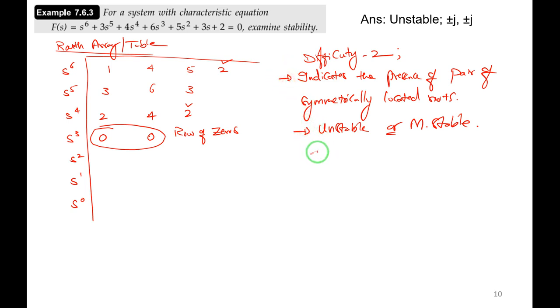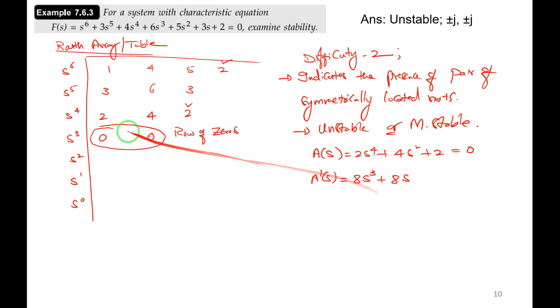So we'll form the auxiliary equation. A of s, we'll make use of the row just above the row of zeros: 2s power 4 plus 4s square plus 2 into s power 0. This is the auxiliary equation. Take the derivative of this to fill up the coefficients of the s cube row. So 4 into 2 is 8, 8s cube plus 4 into 2 is 8s. Okay, 8 and 8 are the coefficients. So we will fill up 8 and 8 and continue.